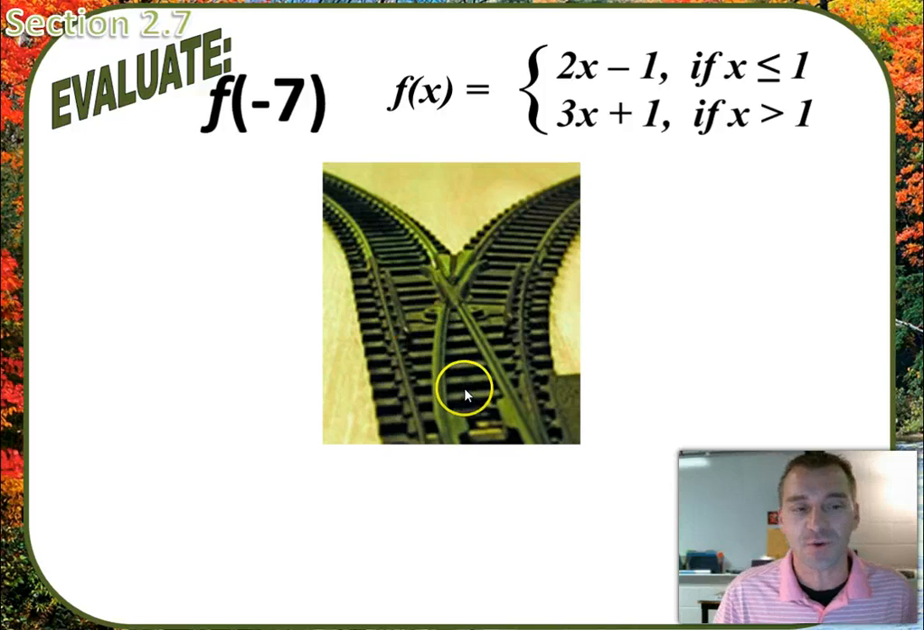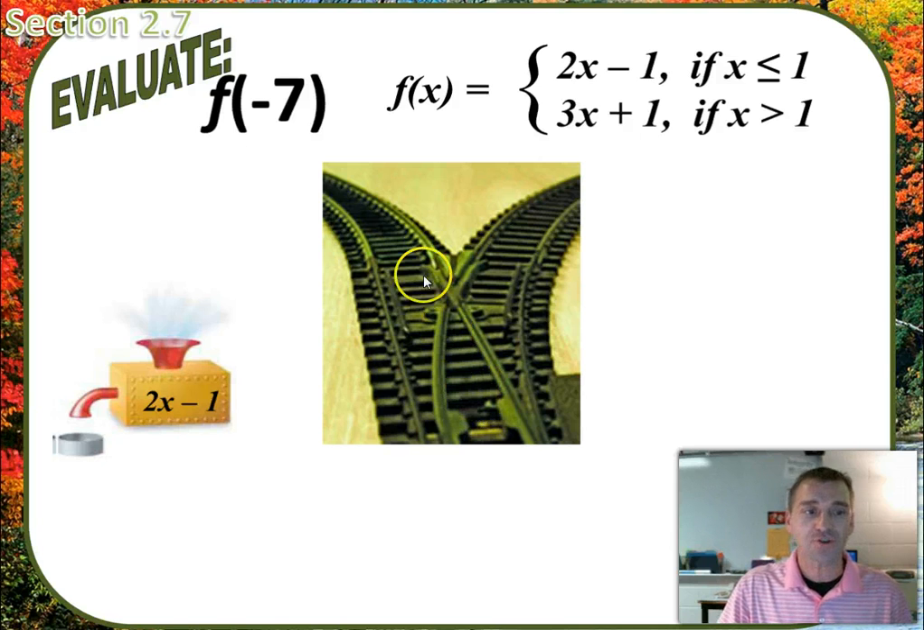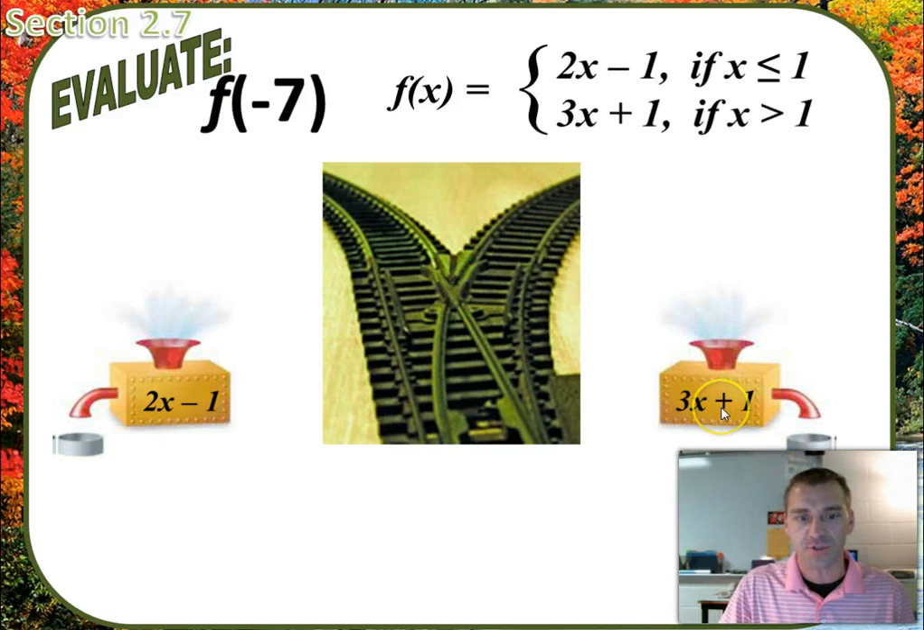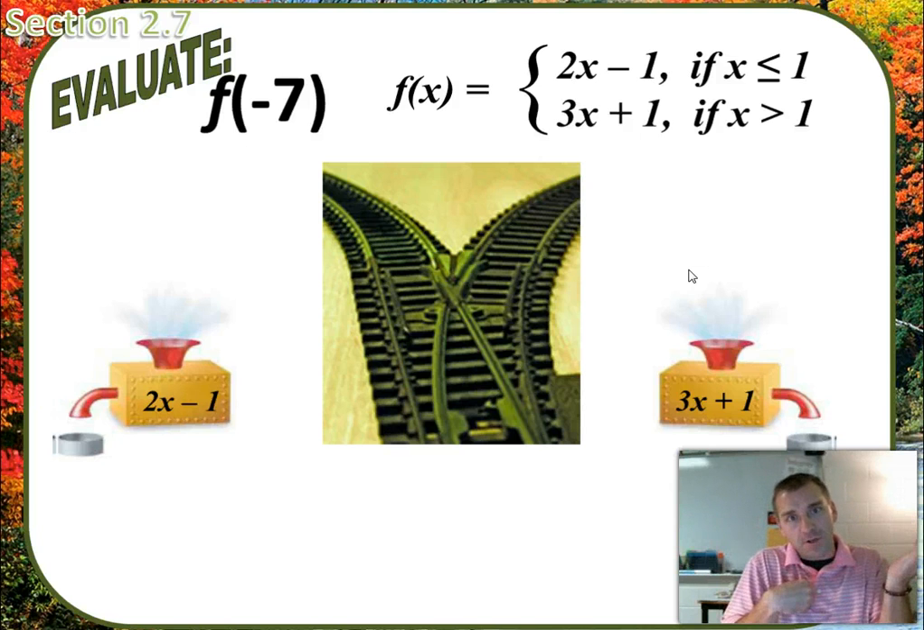When I'm going down this train, I'm going to either choose to go to the left and go into this function machine, or I'm going to choose to go down to the right and go into this function machine. Where are these two function machines coming from? Well, look right here. 2x minus 1, that's this function machine on the left. And then 3x plus 1, that's this function machine on the right. So you have two pieces, one function machine on the right, one on the left.